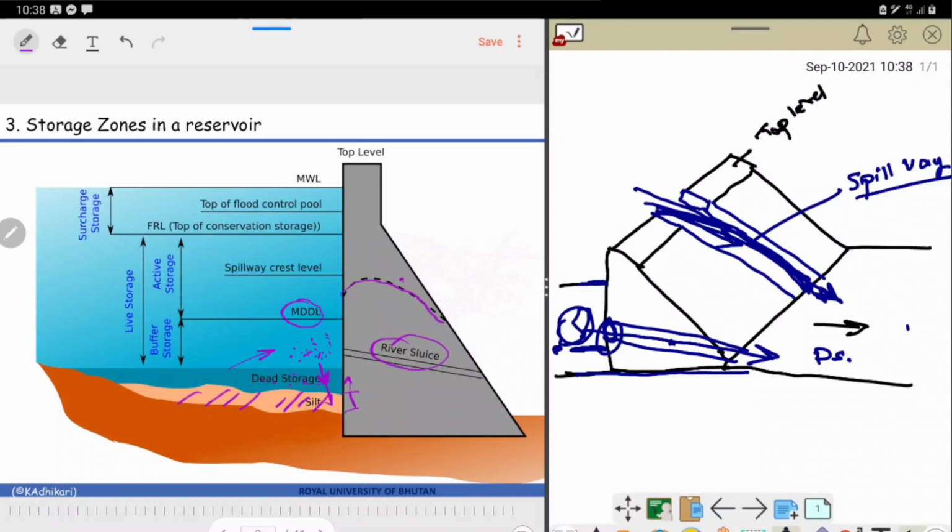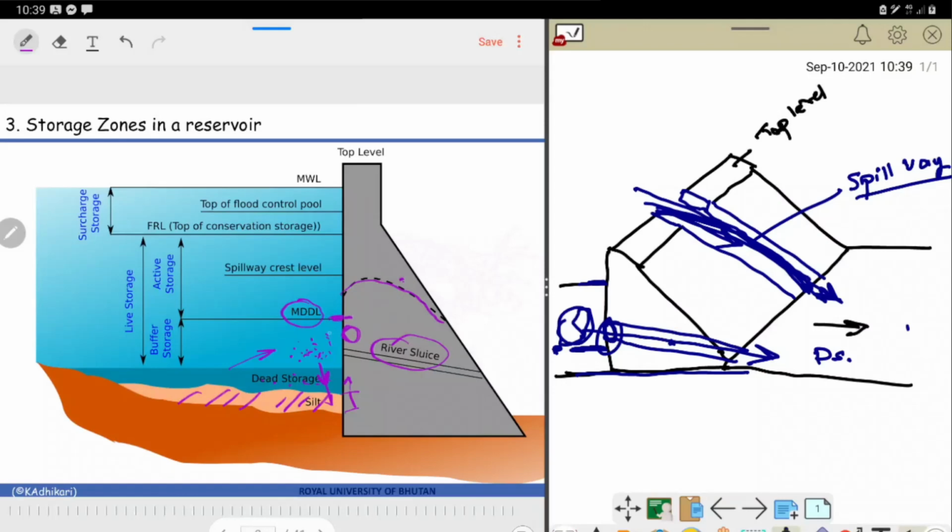This is the maximum drawdown level. Maximum drawdown level means this is the level of water that you should always maintain in a reservoir. The main reason why we need to maintain water at a certain level is because our intake facility would be somewhere here. Intake means this water we have to take somewhere, right? We have to take it somewhere. In our case, we'll have to take it to the hydropower, right?